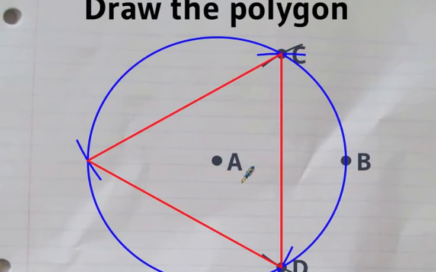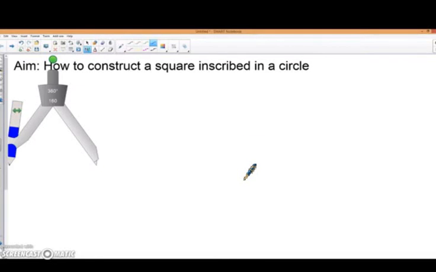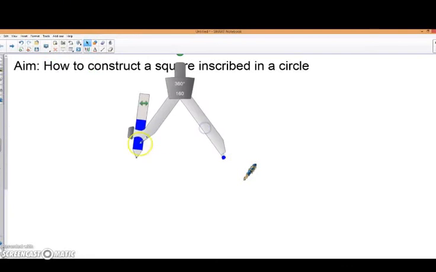This tutorial is going to show you how to construct a square inscribed within a circle. The first thing you're going to do is define the center of the circle. Next, using your compass, you're going to create a circle given a certain radius.